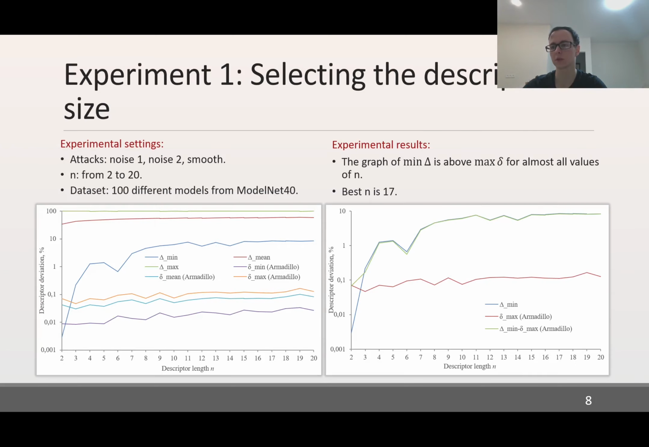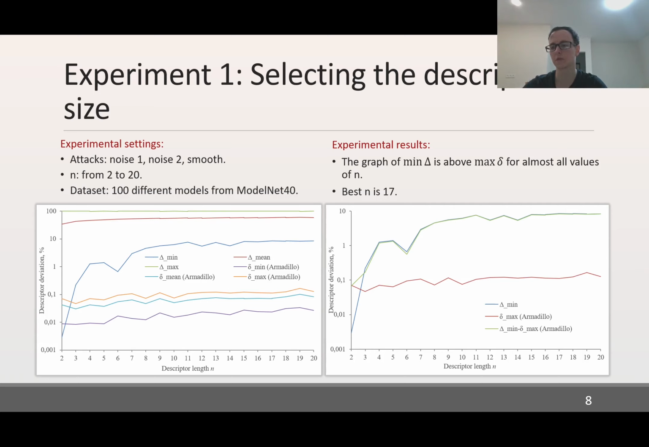We conducted two experiments. The first one aims to find the most preferred descriptor length. For this purpose, we took a dataset of 100 different models and estimated the measure of deviation between the descriptors of all models for different values of n. The minimum, average, and the maximum deviation are depicted in the graphs. The robustness measure was also found for the Armadillo model for different n. Its minimum, mean, and maximum values were plotted.